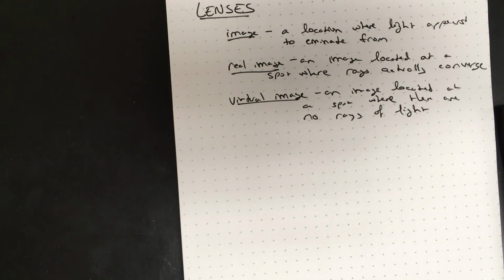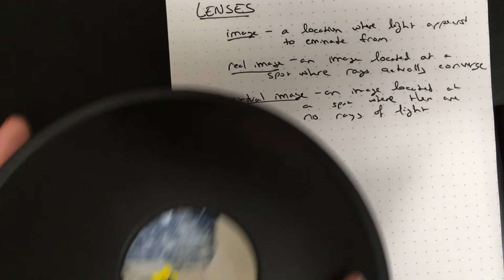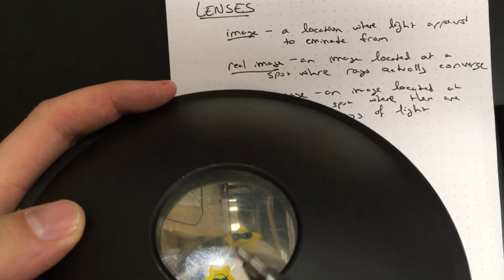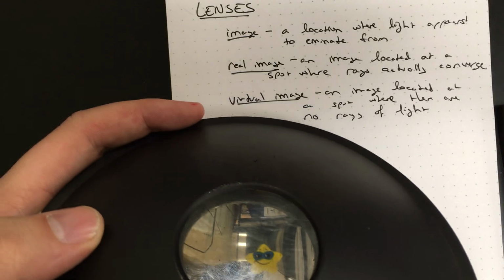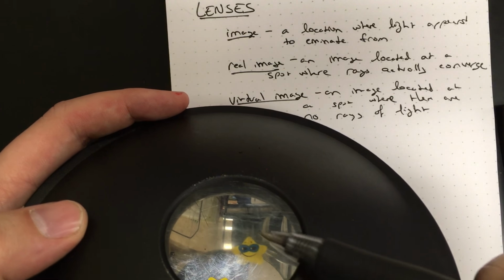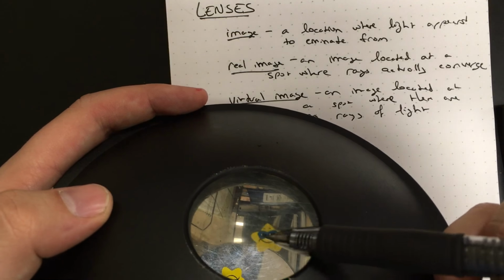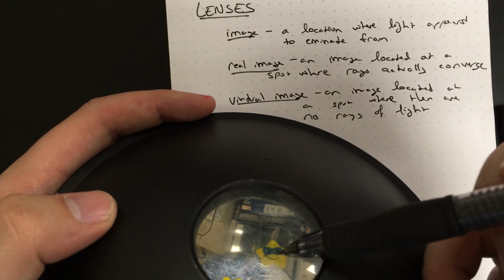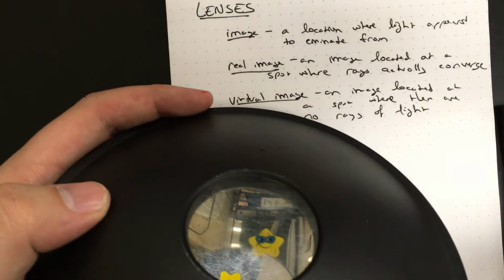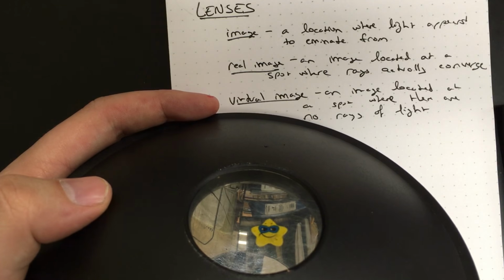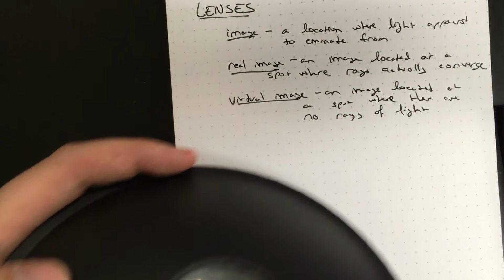Other examples of virtual image would be when you look at your reflection in the mirror. That's a virtual image because, again, there's no light behind the mirror, even though your image looks like it's behind you. This demo that we did in class is a real image because there is light here. I can tell there's light there because I can kind of poke where it is. There is light here. So this is a real image.